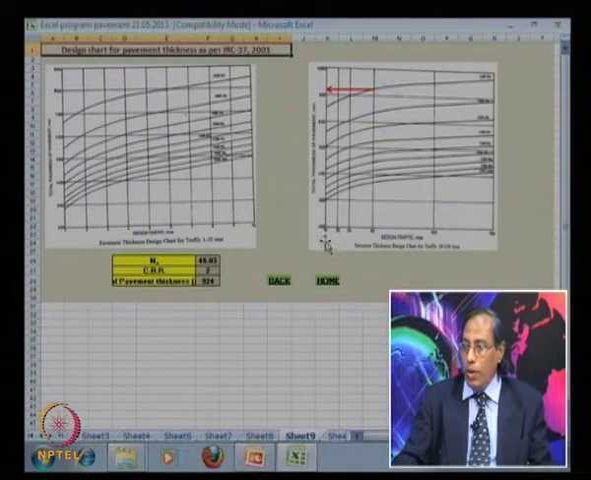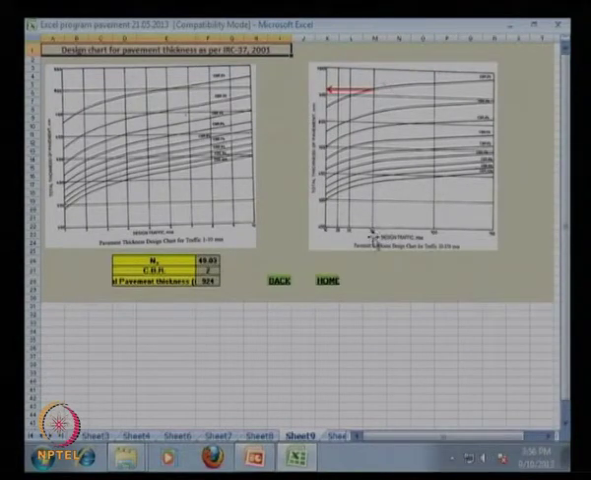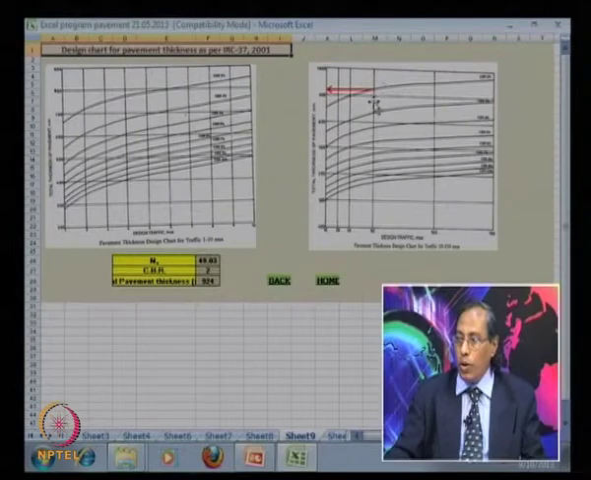Here, as our Ns value is 49.03, you can see this is 49.03, so we know the Ns value, and then we move up, and the CBR value is equal to 2. For this 49.03 Ns value, you move up to CBR equal to 2, and then you move horizontally, and you can read the thickness of the pavement. This will give the value of 924.